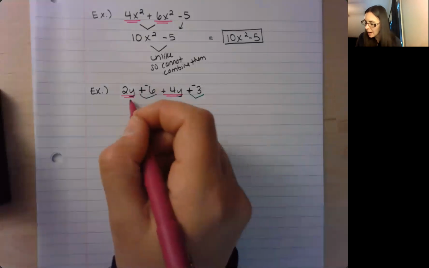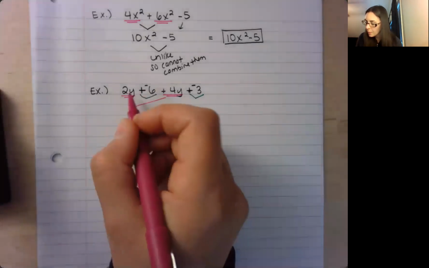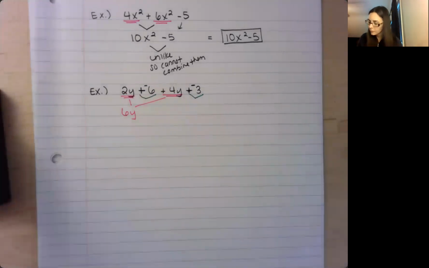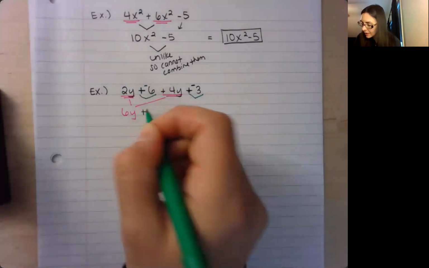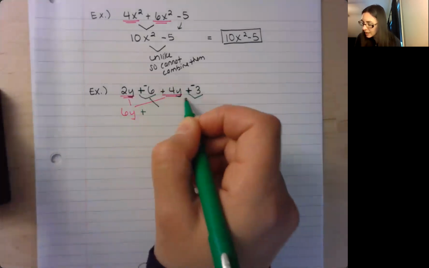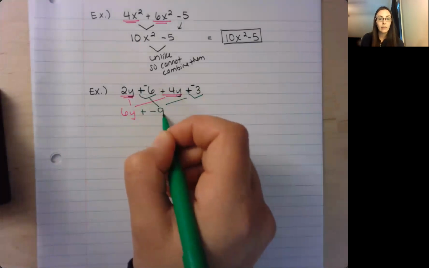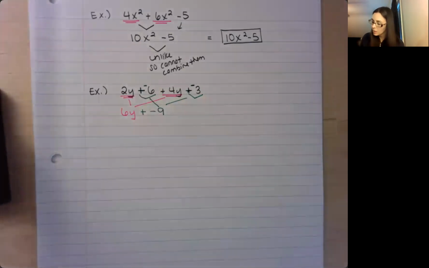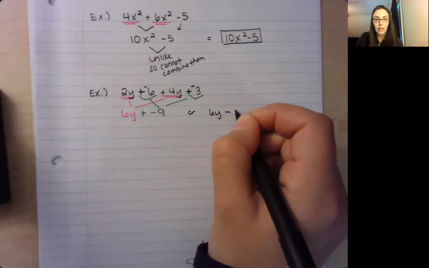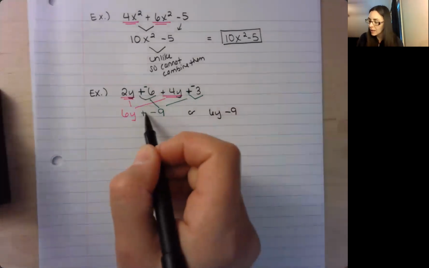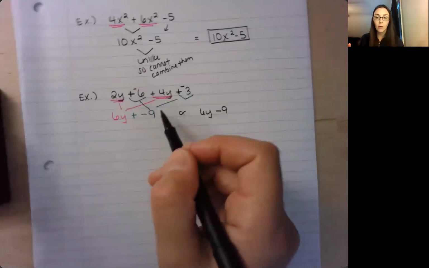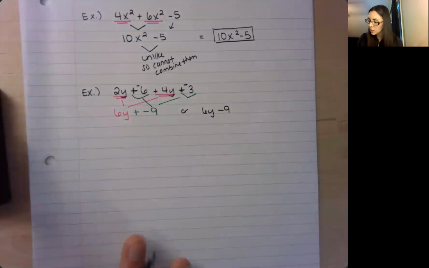So here I have 2y and 4y. 2 plus 4 is 6. And then here I have a negative 6 and a negative 3. Negative 6 plus negative 3 is negative 9. So this is my answer. Or if you prefer, you could write it as 6y minus 9. So adding a negative and subtraction are the same thing, remember. You usually go from this to this, but you can go the other way too. So either answer is correct.